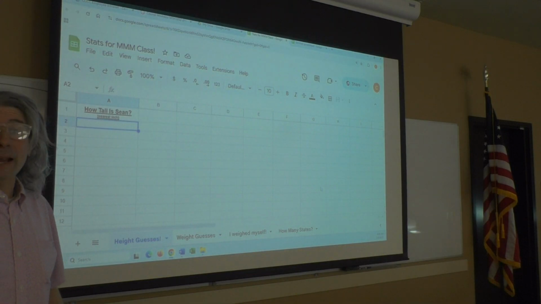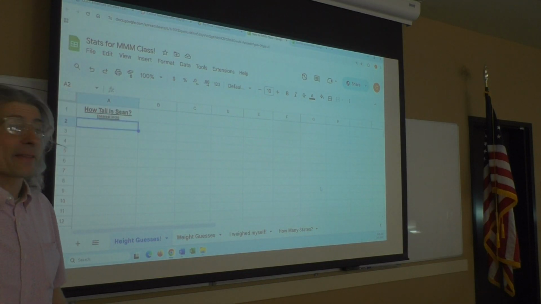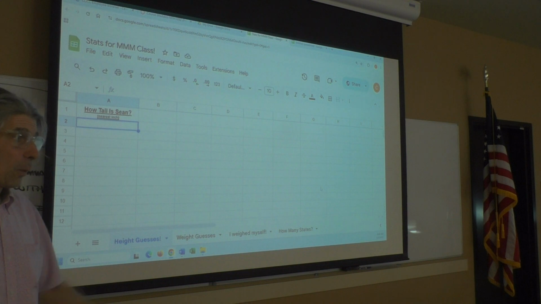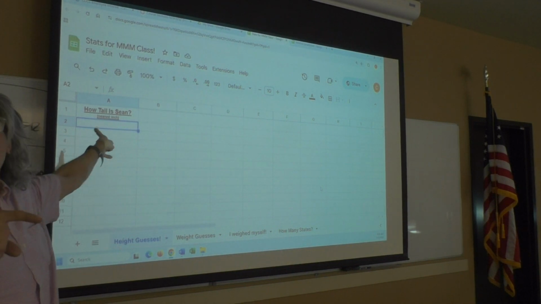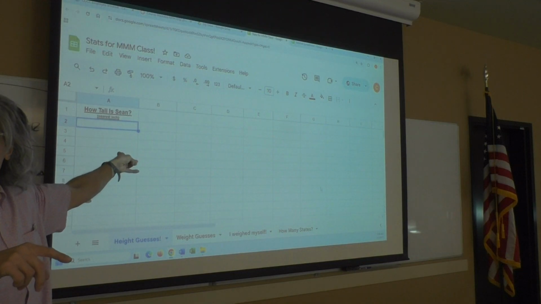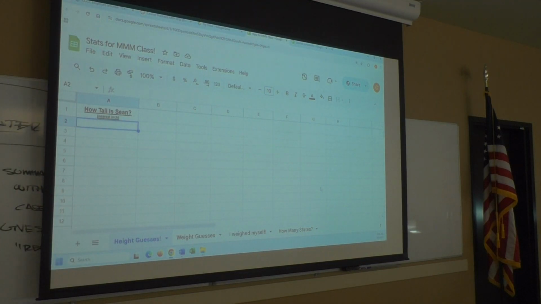Do not change your answers as you hear your classmates give me their guesses for my height, okay? I want to hear what you think I am height-wise. I'm going to put them into this spreadsheet and then I'm going to share this with you so that you can access it. Nicole, how tall am I?